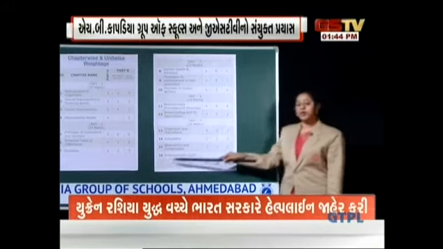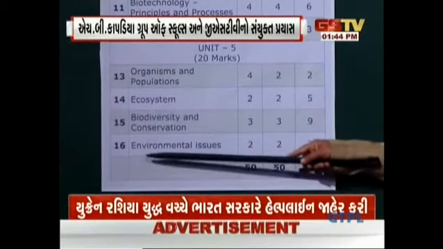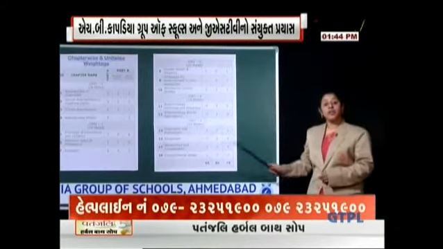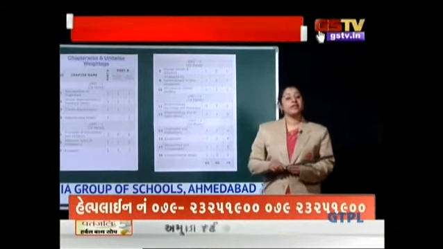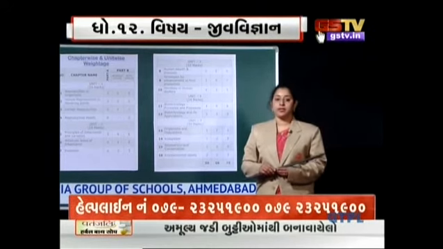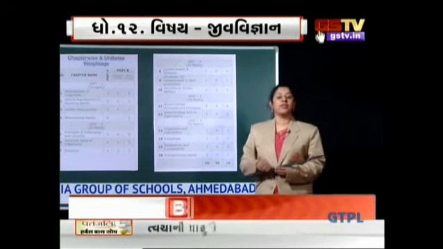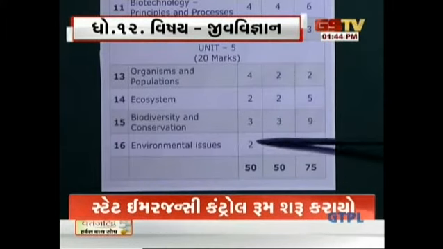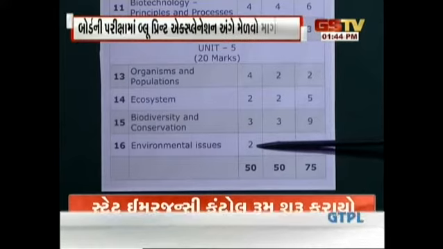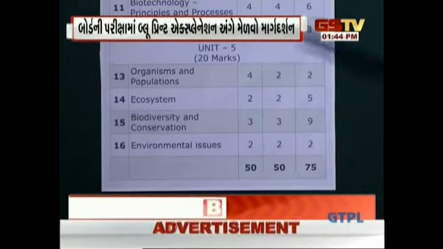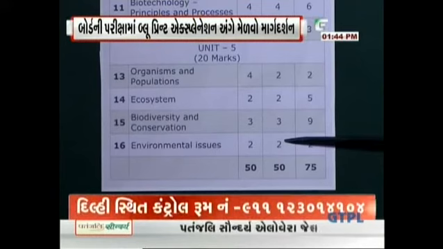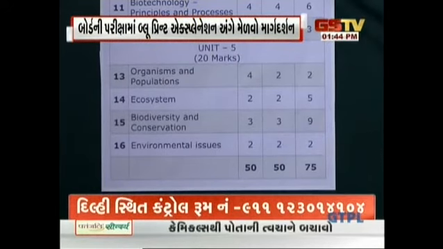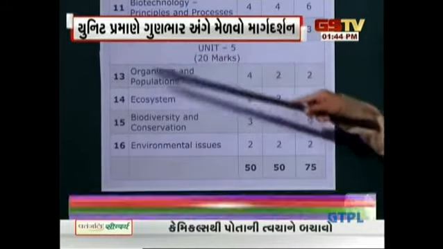Now when you go to the last chapter, chapter number 16, environmental issues. In this chapter we will discuss the various issues that we are facing nowadays. You know that the most important issue that we are facing is mainly pollution. Now let's go through the mark distribution. In the objective part 2 marks are allotted, and in the subjective part without option 2 marks and with option 2 marks. So this is the overall review of the blueprint.